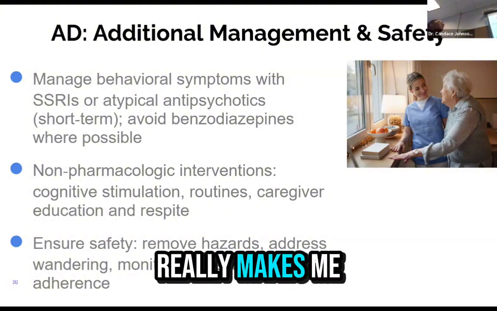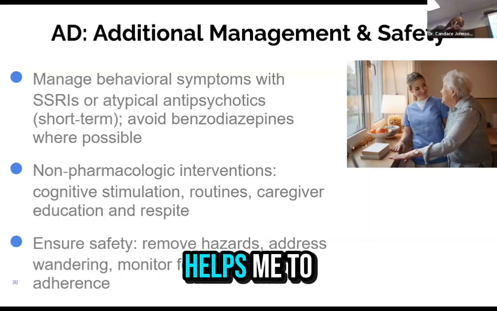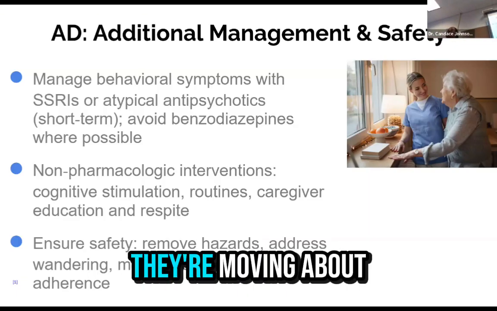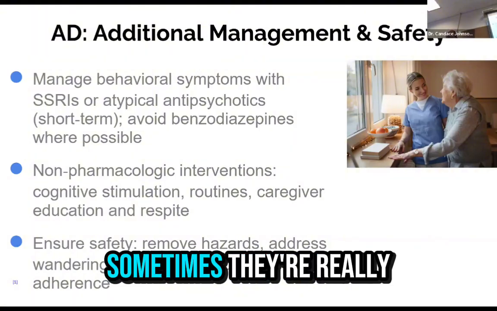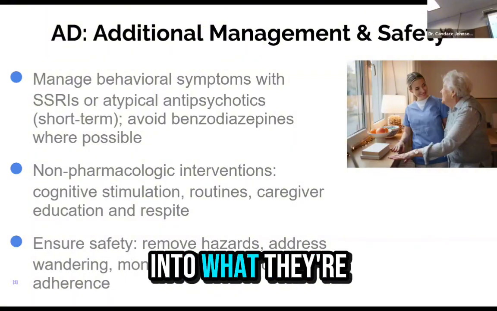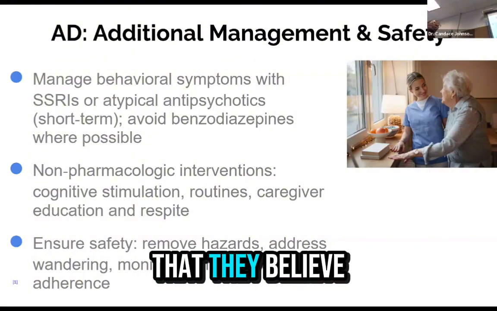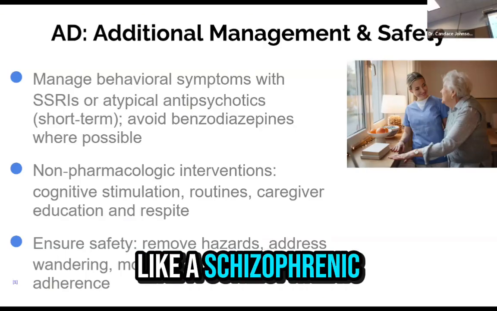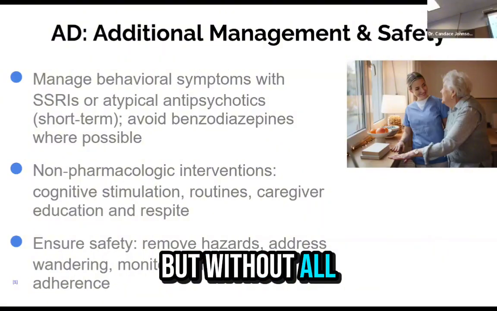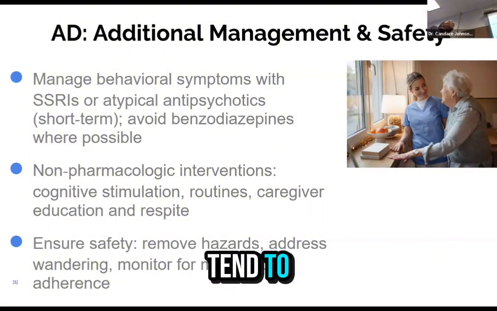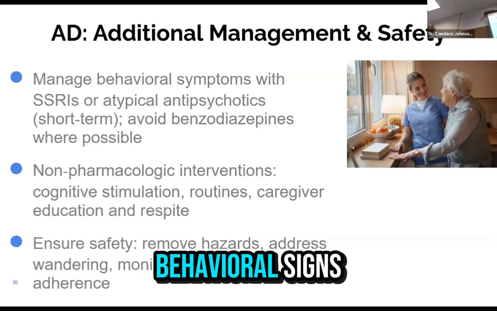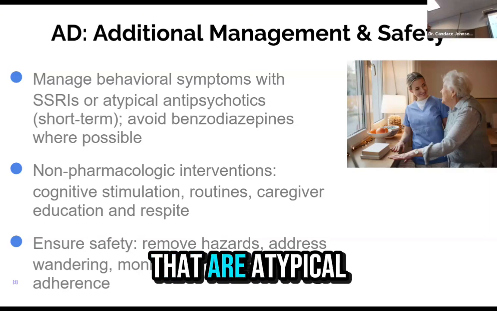And so it really helps me to remember that these folks aren't flat, okay? They're actually excitable, they're moving about, sometimes they're really into what they're doing, and you can get a sense that they believe they need to be doing this right now, almost like a schizophrenic somewhat, but without all of the energy. Schizophrenics actually are a bit flat sometimes, so it's quite possible that you'll see behavioral signs that are atypical.